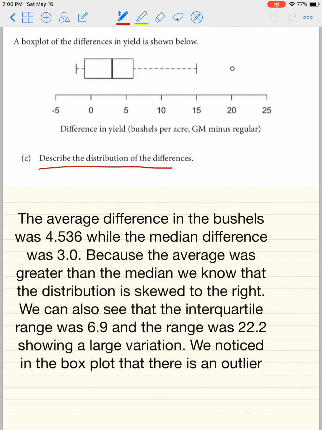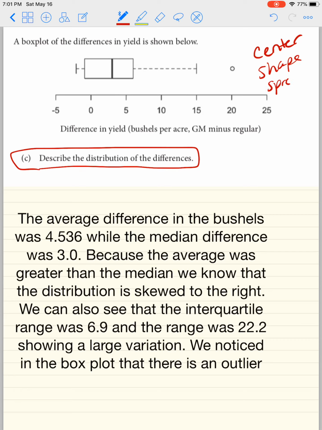It says describe the distribution of the differences given this box plot. Anytime they want you to describe the distribution, you should try to come up with 4 points: center, shape, spread, and then look for things like minimums, maximums, or outliers. Everything must be in context.